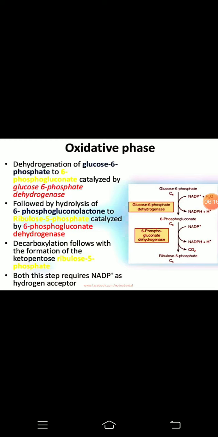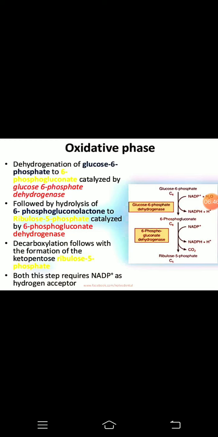Now this 6 phosphogluconate also undergoes the dehydrogenation and the decarboxylation reaction to form the ribulose 5 phosphate. Ribulose is a keto sugar. Okay, so it forms the ribulose 5 phosphate. Here also dehydrogenation and the decarboxylation reaction. Dehydrogenation means removal of hydrogen. So who is the acceptor? NADP plus, and one molecule of the NADPH is formed.